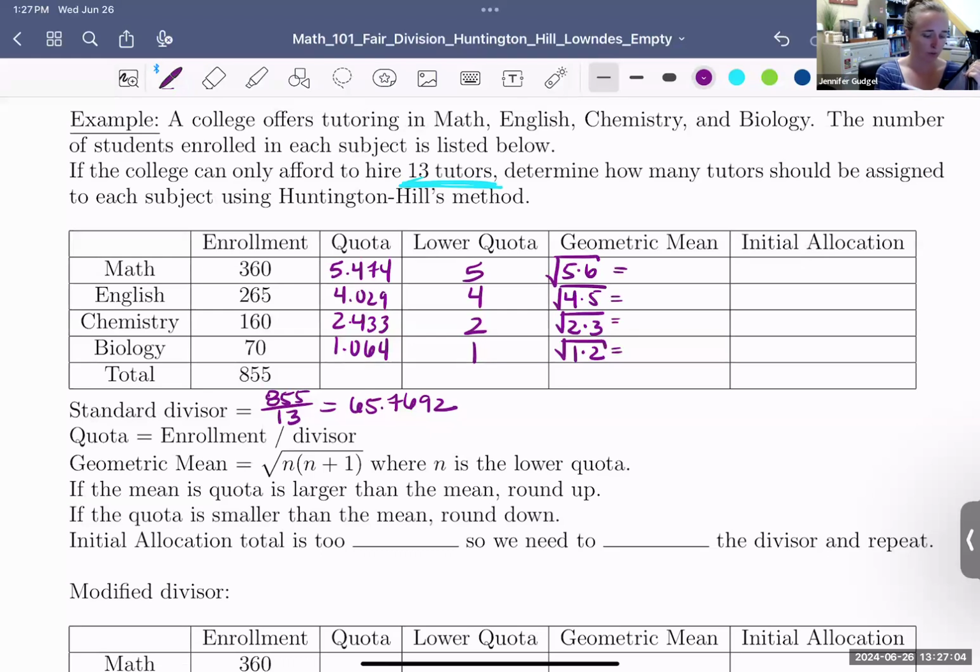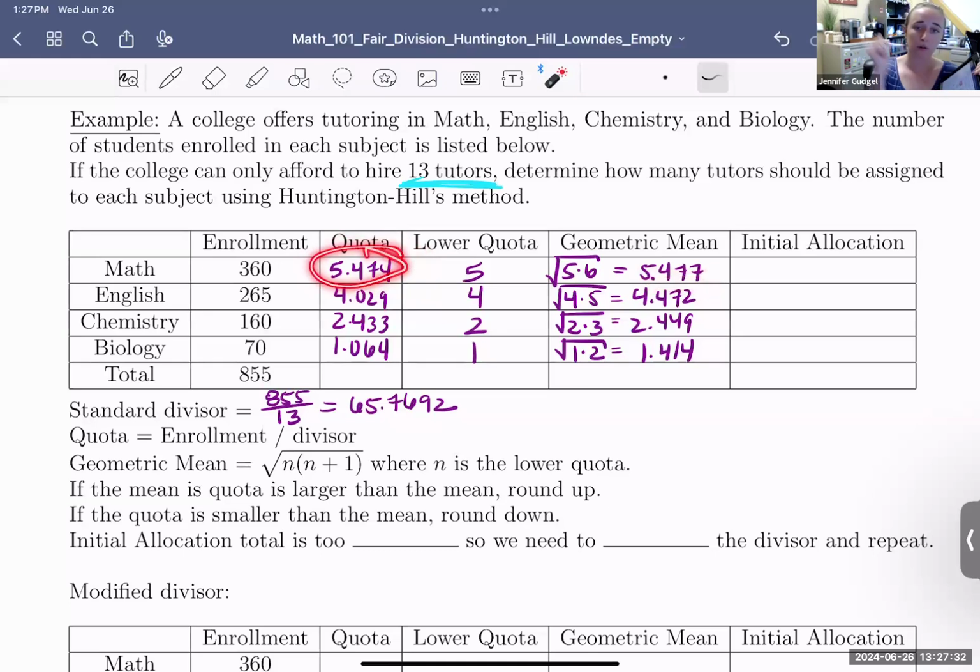We need the actual values of these rounded to 3 or more decimals so that we can compare these values, because that's what their purpose is. That's what our goal is here. So 5.477, 4.472, 2.449, and 1.414. Now we ask the question, looking at the quota, is it lower or higher?